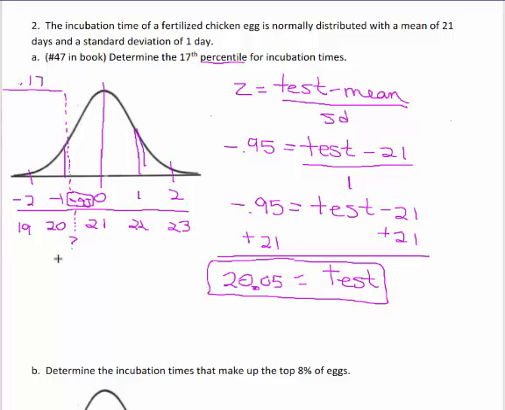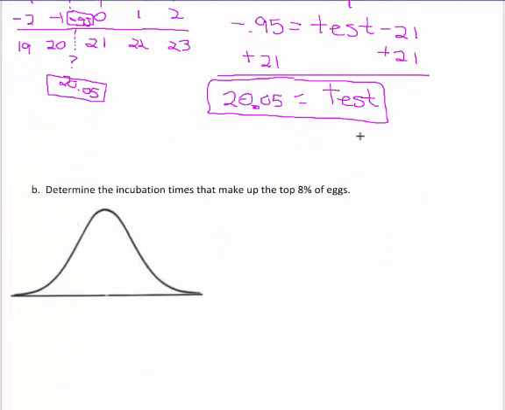And so make sure everything jives in your picture. 20.05, does that fit in the picture? Yeah, because it's going to be somewhere between 20 and 21. That looks good. The z-score also looks good. It's going to be somewhere between -1 and 0, which it is. And then so this area, 0.17, goes with -0.95, which in this problem goes with 20.05 days of incubation. Right? So that's how you go back through the pathway.